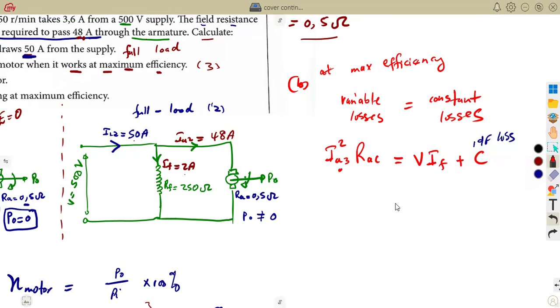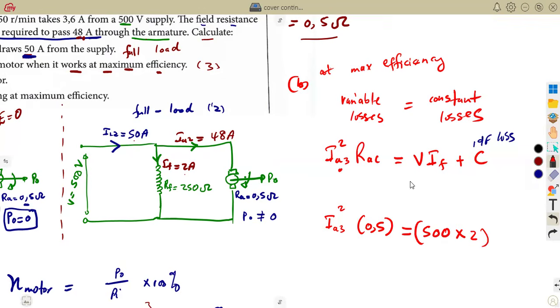We have everything there. So you can calculate that current. The resistance of the armature circuit is the same, remember? So we just need to substitute. So let's substitute, guys, and see. That's the resistance of the armature circuit. Remember, it's the same 0.5. Nothing has changed. The terminal voltage, that's 500. The field current does not change, guys. The field current is just the same for both conditions, which is 2 amps.